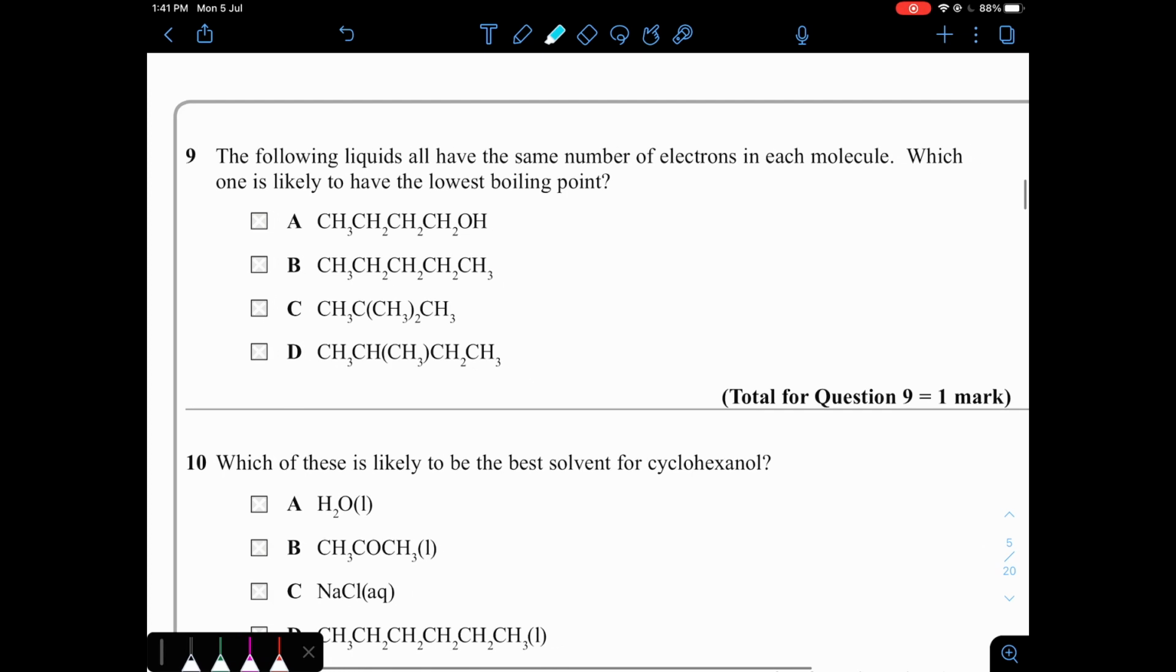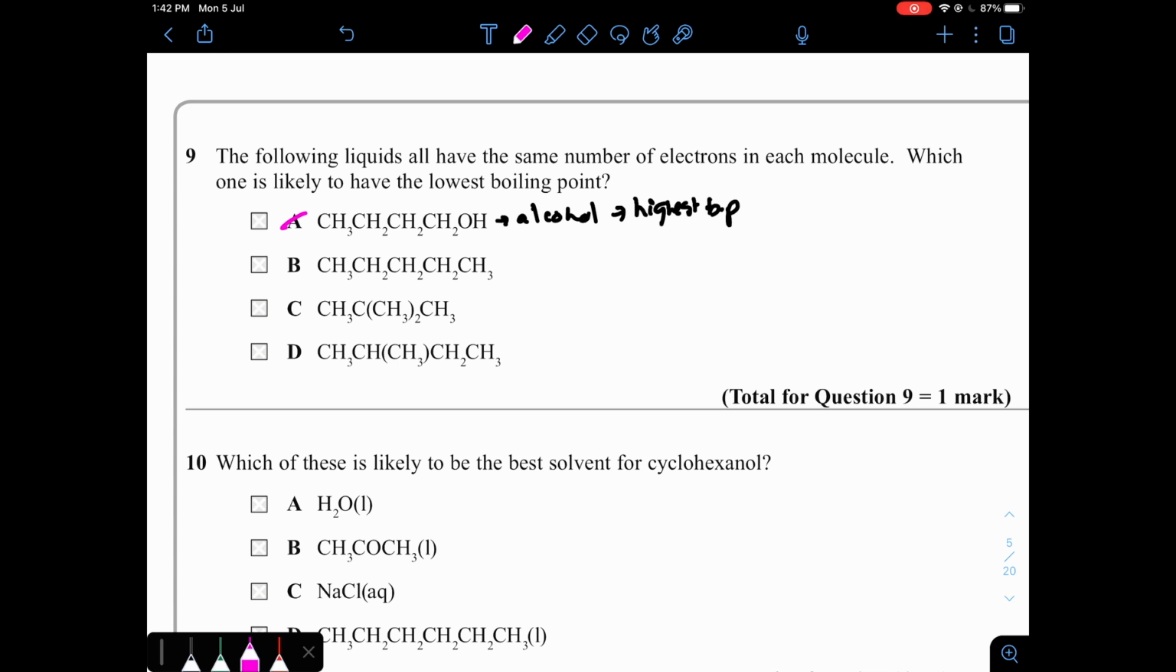Question number 9. The following liquids all have the same number of electrons in each molecule. Which one is likely to have the lowest boiling point? You can see that this one is an alcohol. The rest we have to draw to find out, but they look like alkanes. This is an alcohol, so we know that alcohol already has the highest boiling point. So we don't need to consider A.